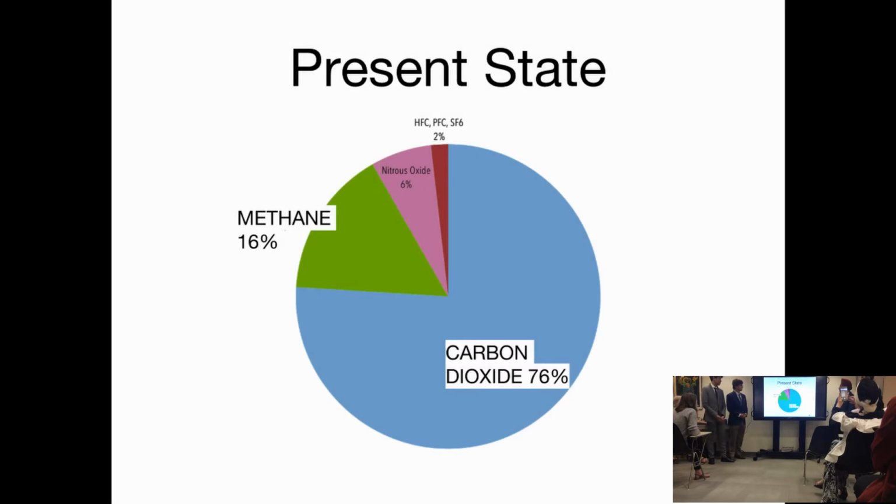About the greenhouse gases that are in the air, about 3/4 of them is carbon dioxide, 16% is methane, 6% is nitrous oxide, and the other two are the rest of the gases.